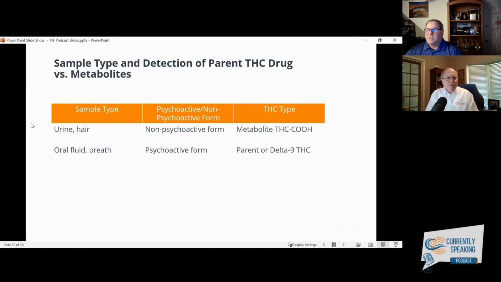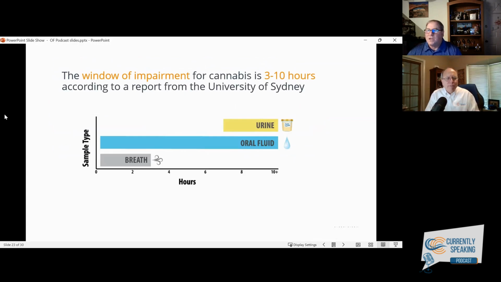So, what's the window of impairment with oral fluid testing and marijuana? And does that have any correlation to impairment? Well, good question. That happened to be the next slide on my screen. So really, some of the studies that have been done over many years were accumulated in something from the University of Sydney. I'm sure we have the reference for this, but there were something like 80 studies that were looked at as part of that.